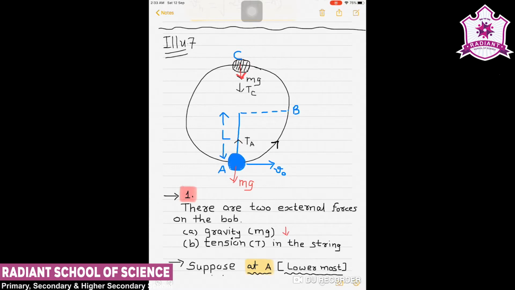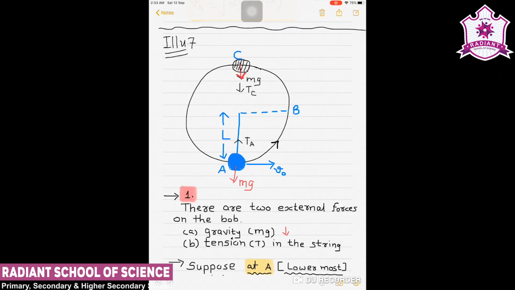Now as shown in the figure, we are asked three different things. First, the initial velocity v0, then the speed at points B and C, and third, we have to find the ratio of kinetic energies, KB upon KC, at B and C respectively.